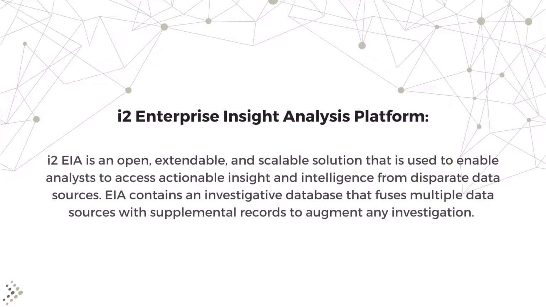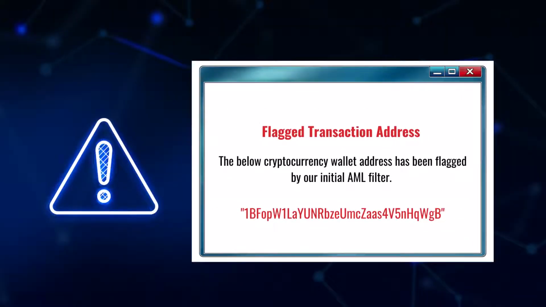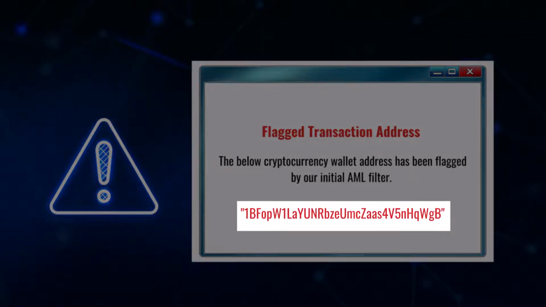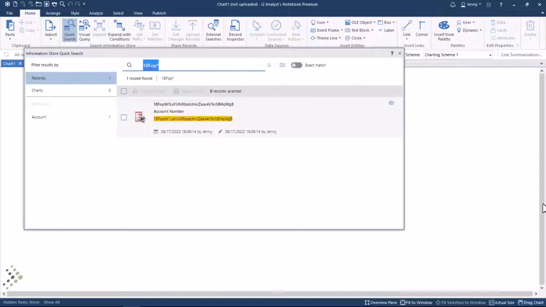Initially, A&B utilizes link analysis to visually validate any connections between the digital wallet addresses. However, on the back end, Praescient has an investigative database that fuses multiple data sources with supplemental records to augment any investigation. We will start our analysis with a Bitcoin wallet address that has been flagged due to its involvement in many high-level values being sent within the same 24-hour period. This indicator is a known behavioral characteristic of money laundering practices and gives us a great jumping-off point to start investigating.